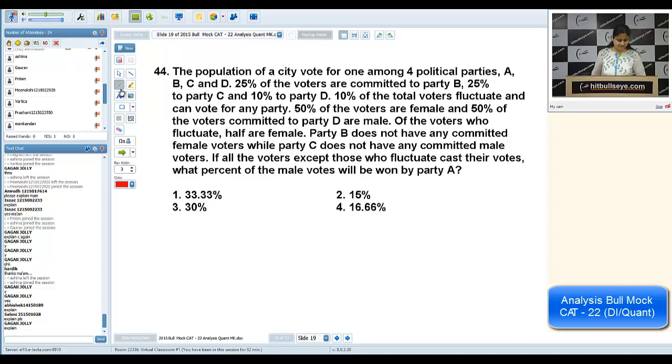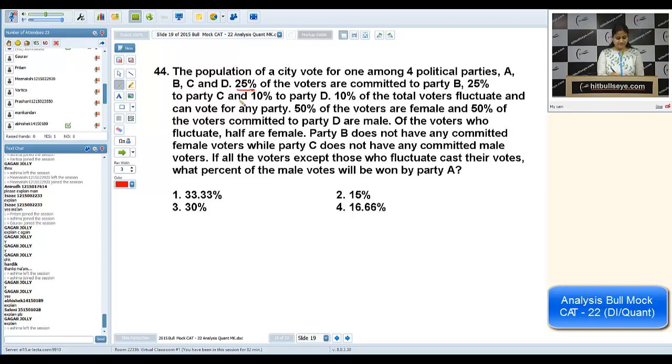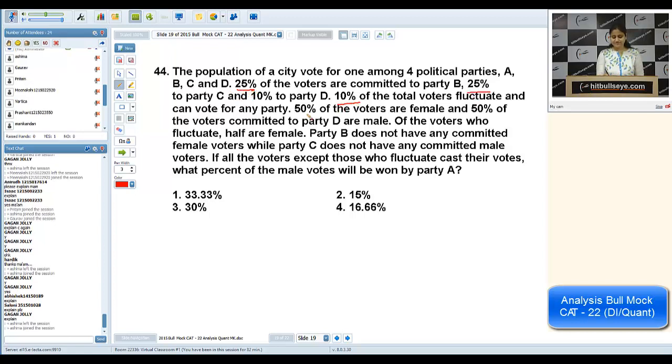Okay, Abhishek, Saloni. See, we are talking about the population of a city. You can see the percentages here. Here we have 25%, 25%, 10%, 50%, 50%. What is 25%? That is 1 by 4. What is 10%? That is 1 by 10. Then we have 50%, that is 1 by 2. So I'll take a number for the total population of the city which is a multiple of 4, 10 and 2 to avoid fractions.